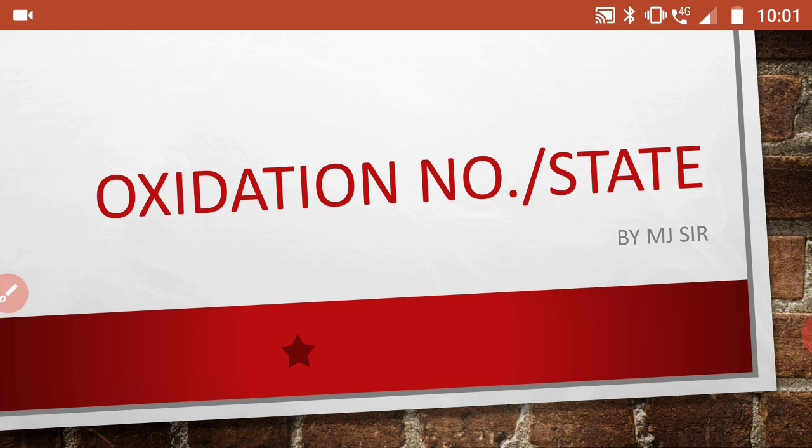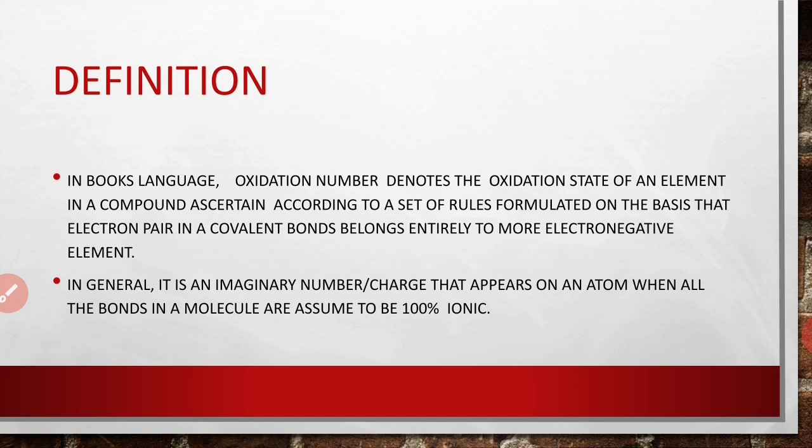Here we are discussing the oxidation number or oxidation state. Oxidation number denotes the oxidation state of an element in a compound as ascertained according to a set of rules formulated on the basis that the electron pair in a covalent bond belongs entirely to the more electronegative element. The statement means that there is a set of rules, based on the idea that the electron pair in a covalent bond always belongs entirely to the more electronegative element, from which we can calculate the oxidation number or oxidation state.